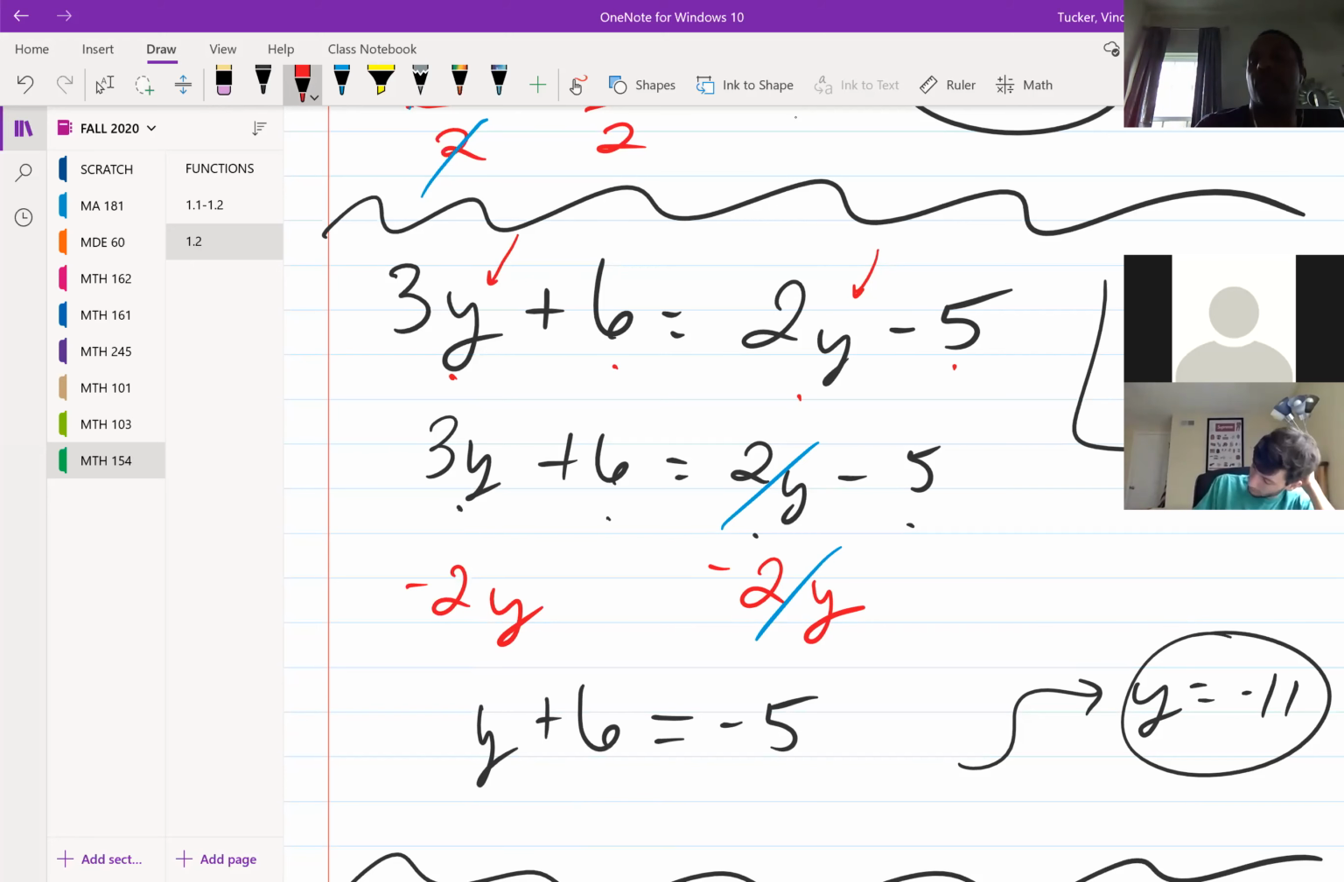And I notated over here last class, don't forget 1y and y are the same thing. Whenever you see a variable, they assume you know there's a 1 in front of it. So if I have a, they assume you know that's 1a. So that 3y minus 2y is y plus 6. Now to get y by itself, I subtract 6 from both sides. And y is equal to negative 11.